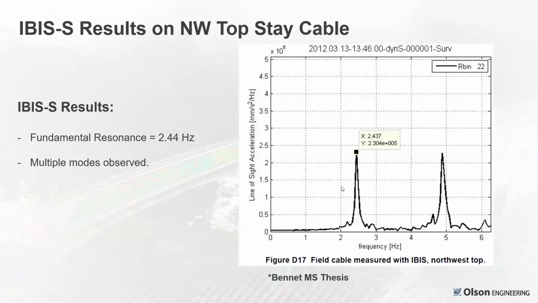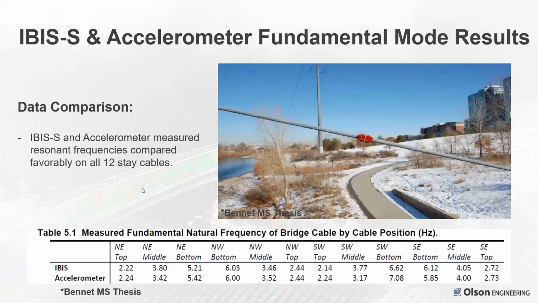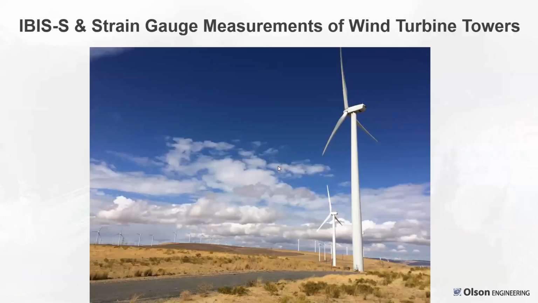The data, again, from this is the Northwest top stay cable. This is the frequency domain data. This is showing the resonant frequency of that cable being 2.4 hertz. And again, you can see that second mode there near 5 hertz. Paul also did a data comparison with accelerometers. You can see that the accelerometers and the IBIS system match very well for each of the 12 cables. This is a photograph showing the accelerometer mounted to a cable.